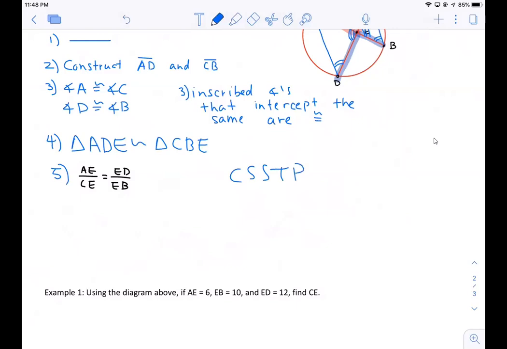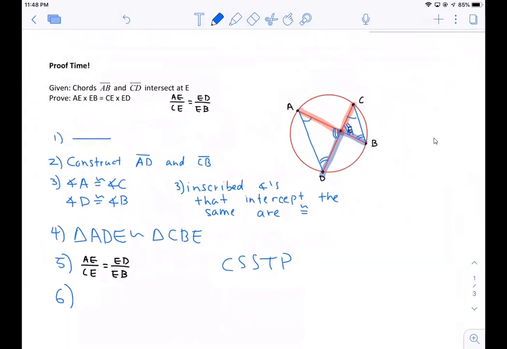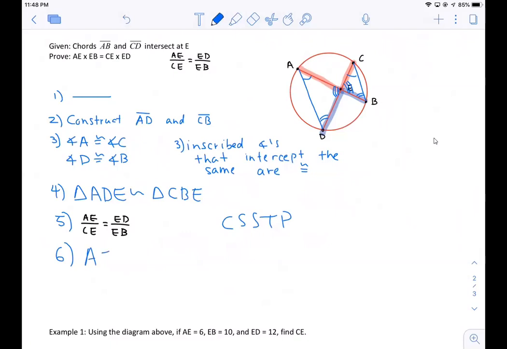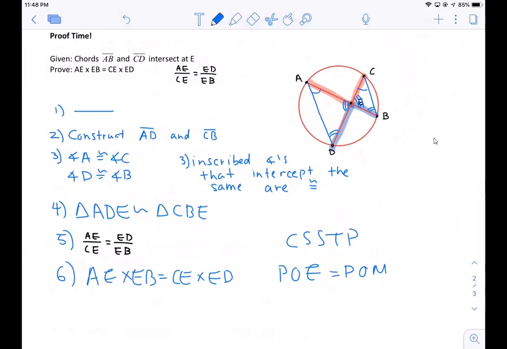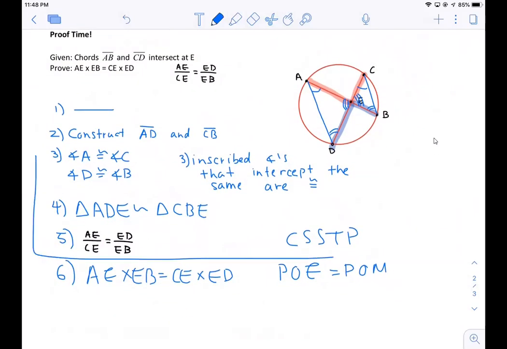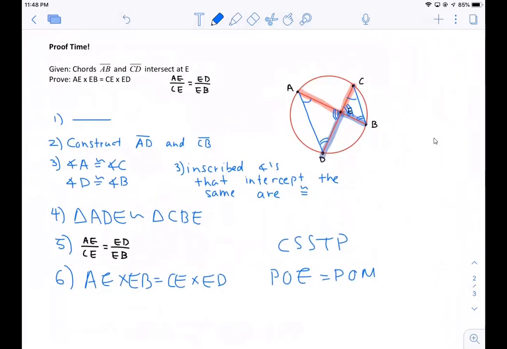CSSTP. And once we cross multiply, we are going to get a proof statement, which is AE times EB equals CE times ED, right? And that's POM equals PO. And that's it. So pretty simple proof, to be honest, and something that you did 90% of on your test, because your test asks you to prove something like this, right? So yeah, 5-step proof.